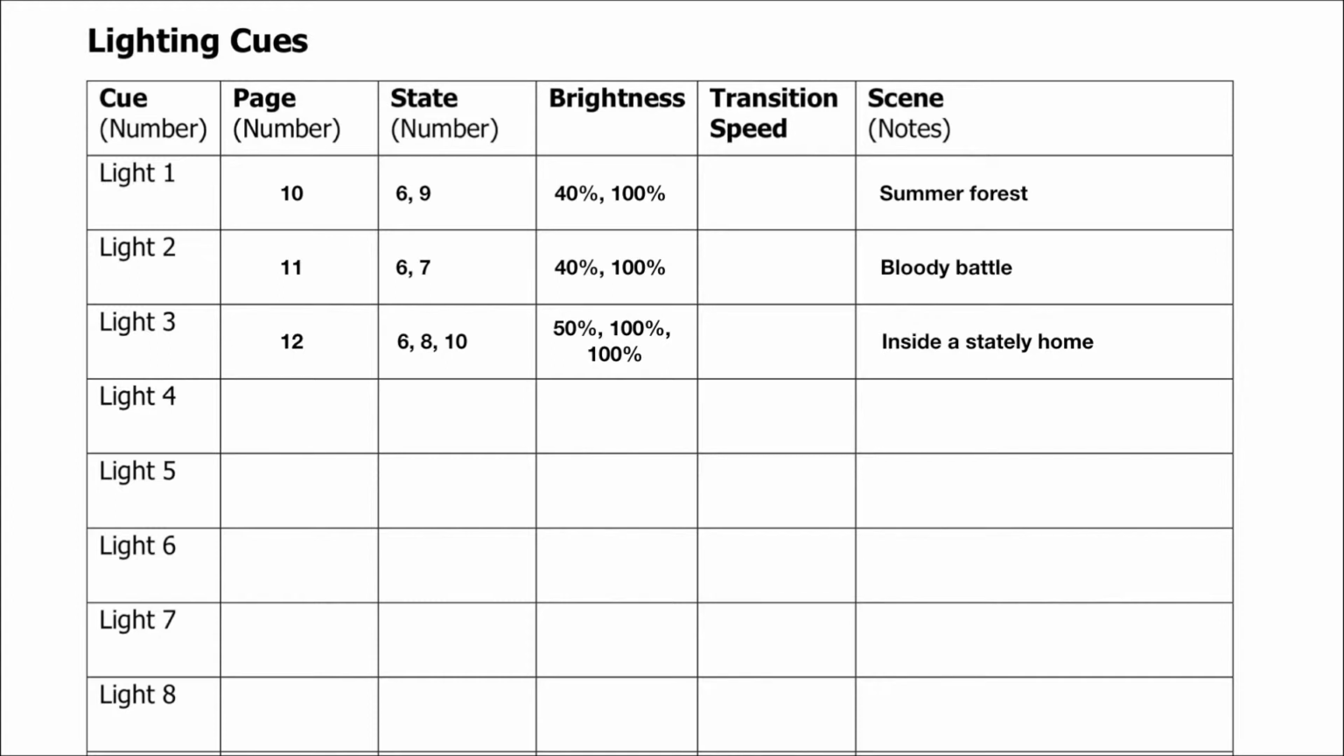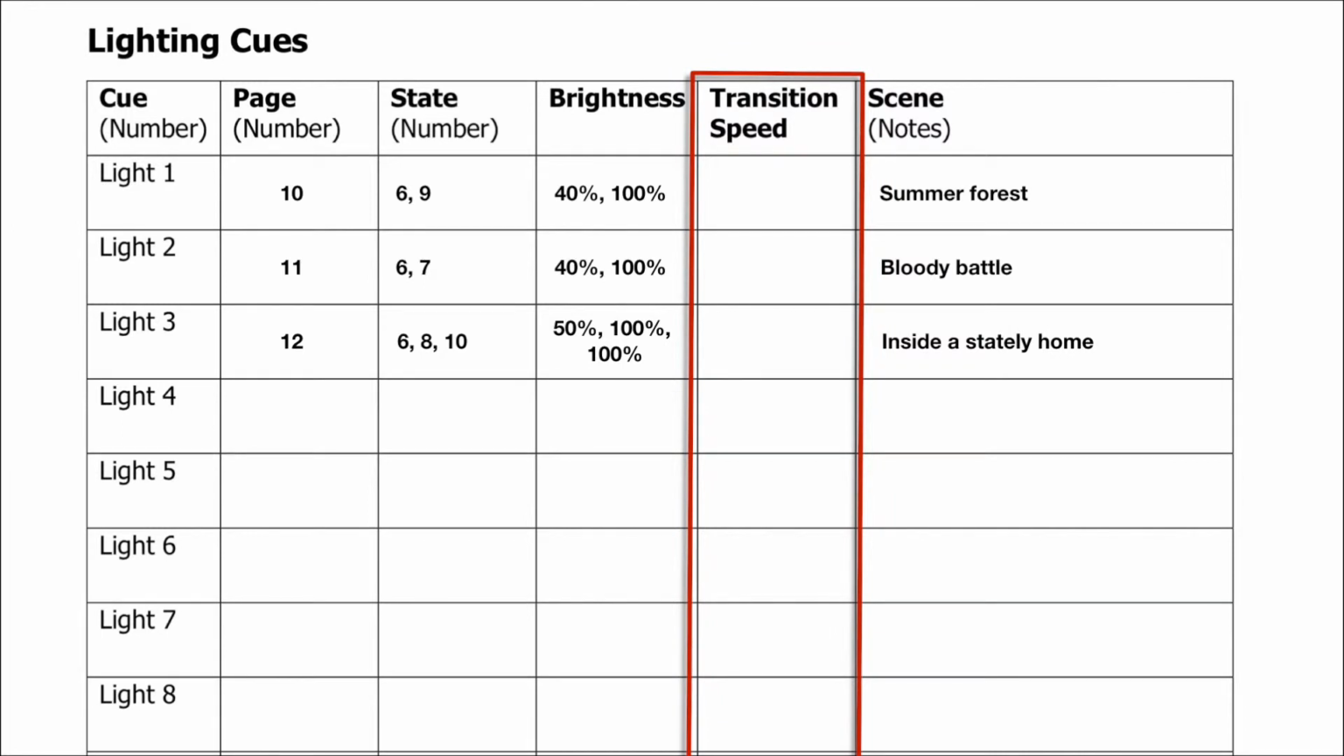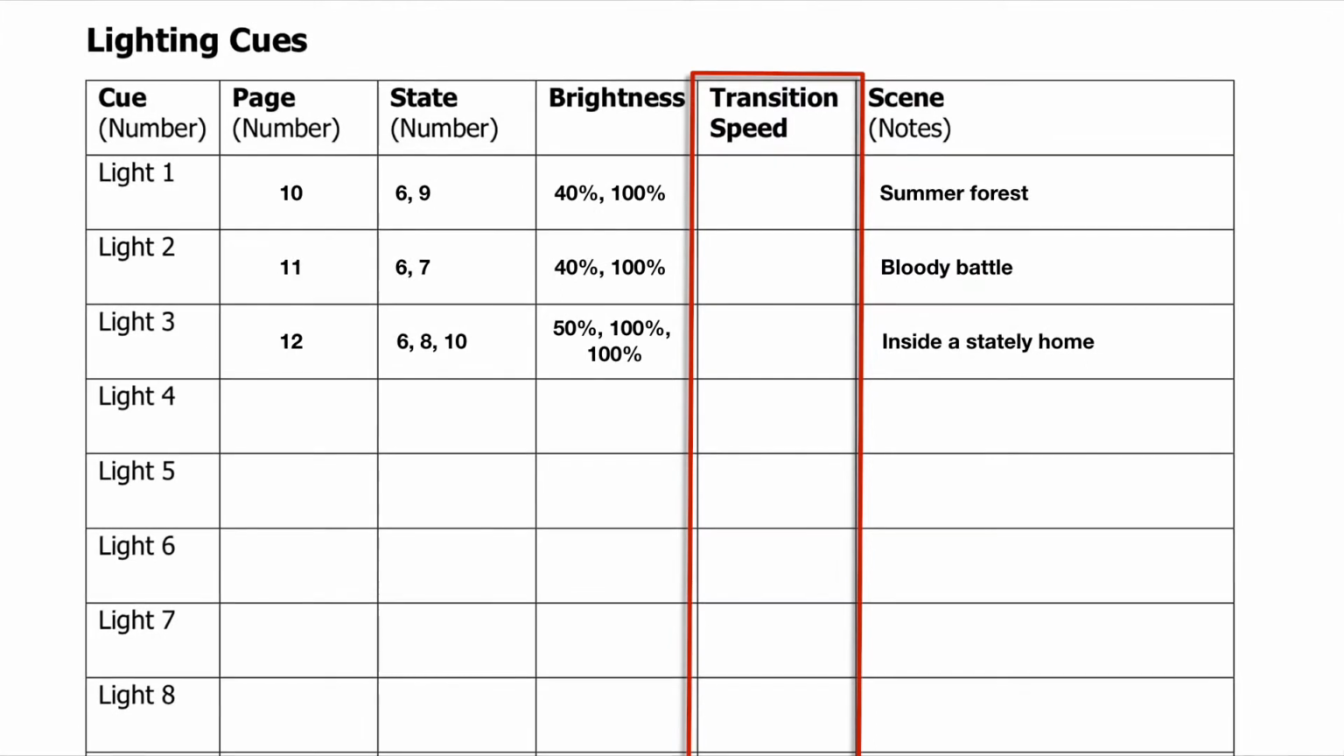The final piece of information we need to record on our cue sheet is the transition speed. This is the speed at which one lighting cue will change to the next lighting cue and can be recorded in one of 3 ways. Either as a slow transition, meaning that the lights will change over 5 seconds, a medium transition where the lights will change over 3 seconds, or a fast transition where the lights will change from one lighting cue to the next lighting cue over 1 second. If you are unsure what transition speed is most appropriate for your lighting cues, we would suggest using a medium fade time over 3 seconds.